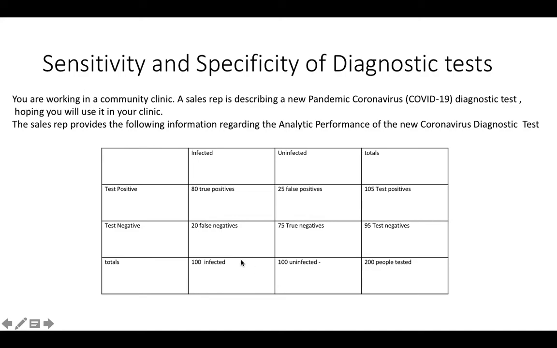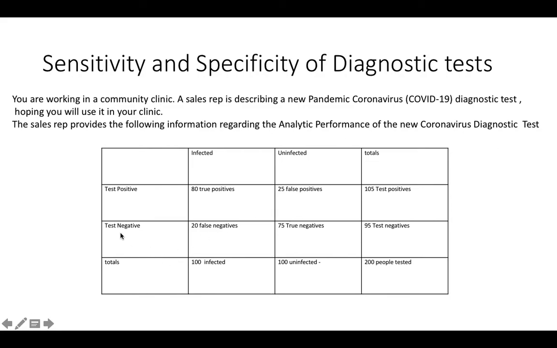The company took 100 known infected people and 100 known not infected people, right? And they ran their diagnostic tests. Of the 100 infected people, the test identified 80 as truly positive, right? But over here, look at this. The test identified 25 of the uninfected people as positive. So these are false positives. This is true positive, that's what we want. This is false positive, we don't want that.